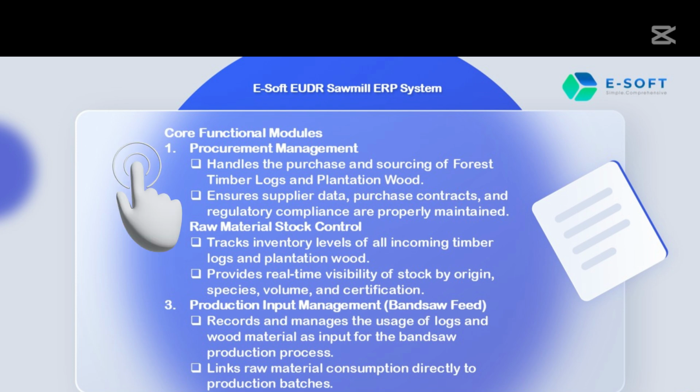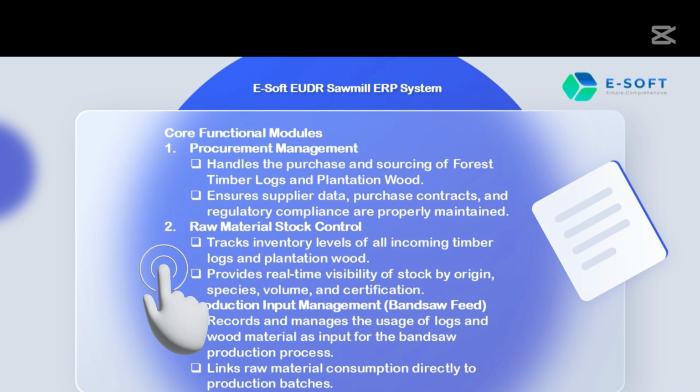Procurement management handles the purchase and sourcing of forest timber logs and plantation wood. Ensures supplier data, purchase contracts, and regulatory compliance are properly maintained. Raw material stock control tracks inventory levels of all incoming timber logs and plantation wood. Provides real-time visibility of stock by origin, species, volume, and certification.